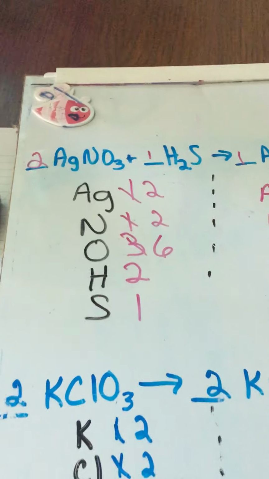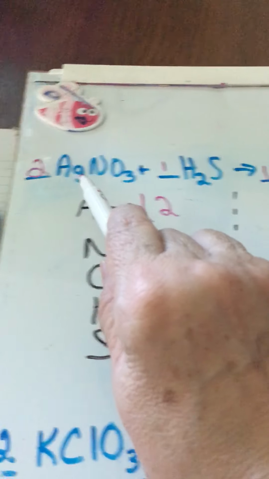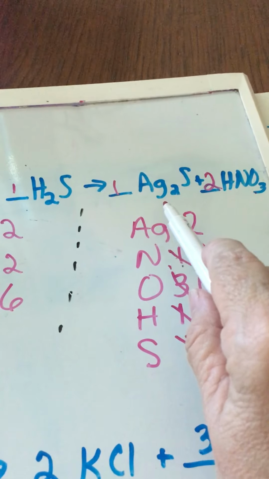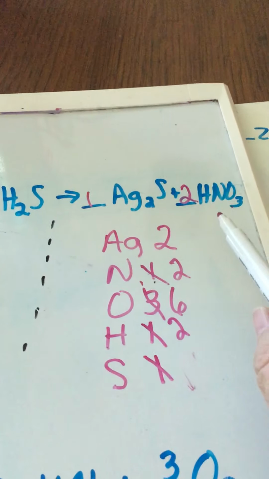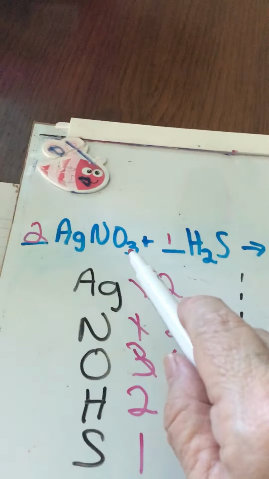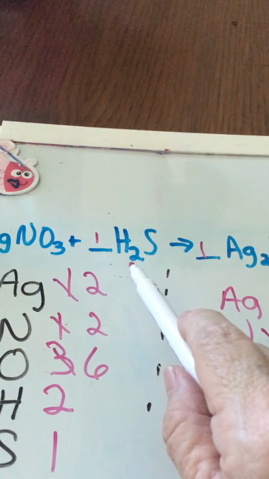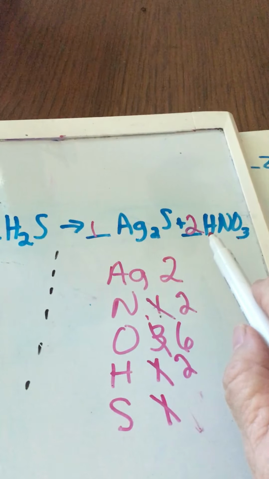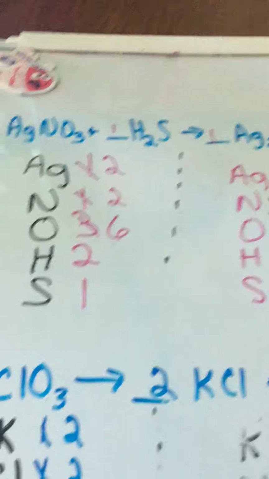So if you want to check to see if you're right, just go back through and do the math. I have 2 silver here. I have 2 silver here. I have 2 nitrogen. Yep, 2 nitrogen. 6 oxygen. 6 oxygen. 2 hydrogen. 2 hydrogen. 1 sulfur. 1 sulfur.